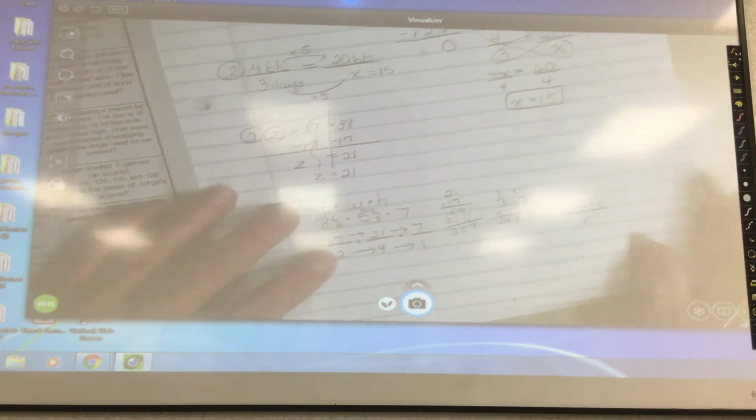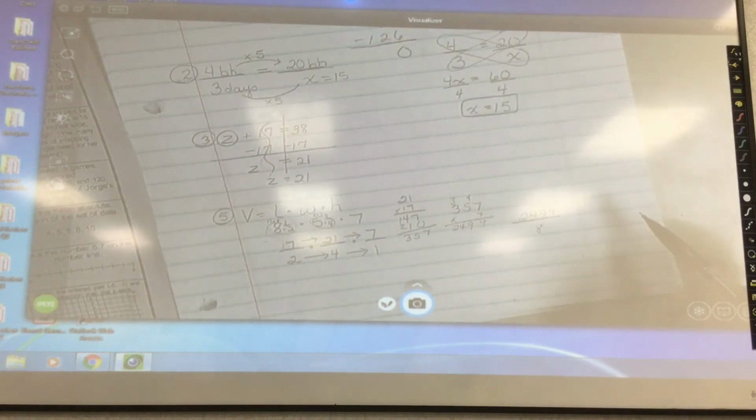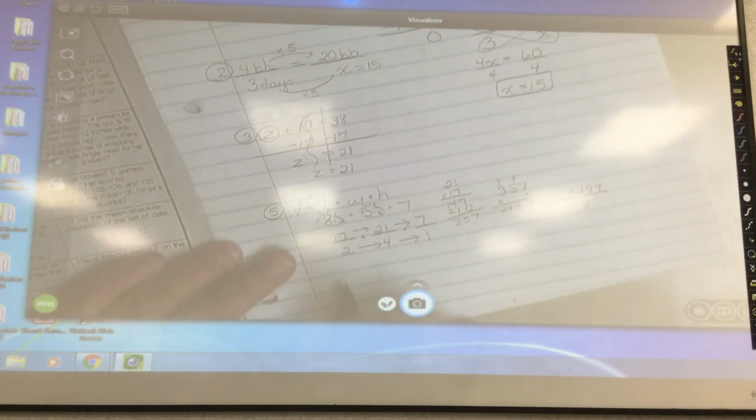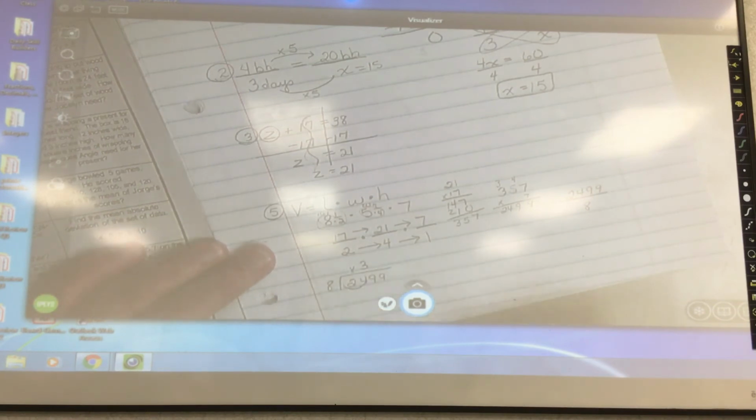I want to change that improper fraction to a mixed number. So how do we do that? We just divide. So I'm going to have to show some work. 2,499 divided by 8. 8 doesn't go into 2, but it goes into 24 how many times? Because 3 times 8 is? What's 3 times 8? 24.